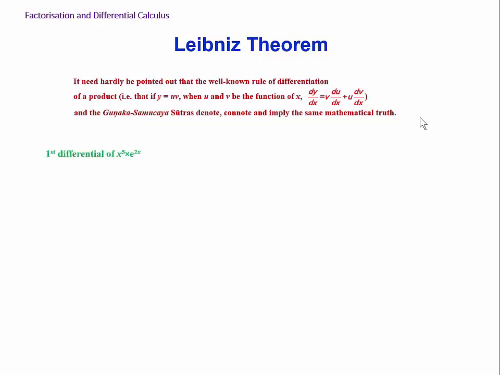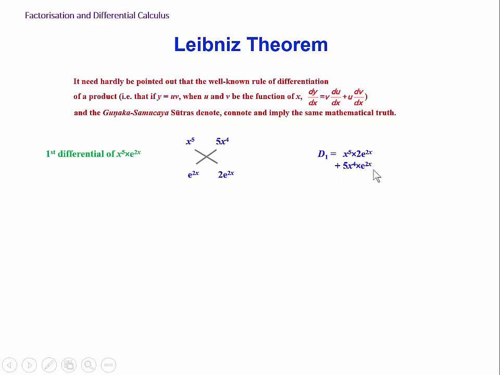So suppose, to take an example, you wanted the differential of x to the 5th multiplied by e to the 2x. So that's a product. And if we write the two parts of the product like this, x to the 5th and e to the 2x, and write the differentials next to them like that, then the differential of the product is found by simply cross-multiplying and adding. So the first differential is x to the 5th times 2e to the 2x, which is here, plus, going this way, 5x to the 4th times e to the 2x, which is here.